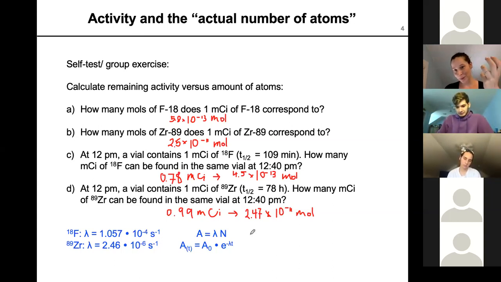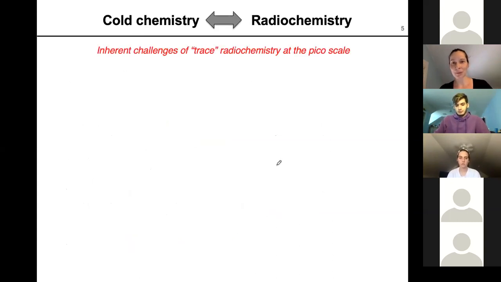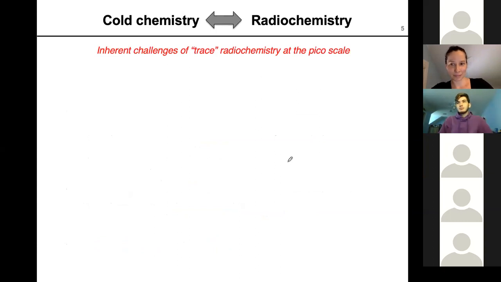So now that we know what kind of different sort of microscopic world we operate in when we do radiochemistry, what are some of the challenges? What do you guys think of tracer chemistry or trace radiochemistry at this picoscale? Having sensitive enough detectors, maybe? Absolutely. Characterization is difficult, right? We're gonna talk about our contrast characterization techniques for macrochemistry versus radiochemistry on the next couple of slides as well. So we'll talk about this a little bit more in detail.